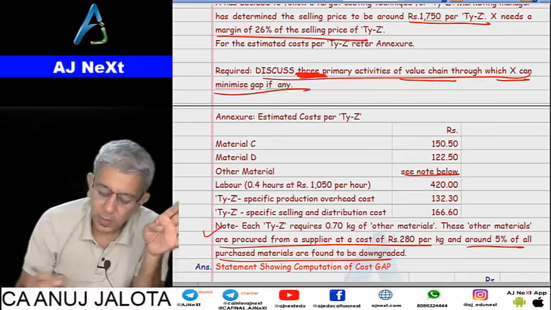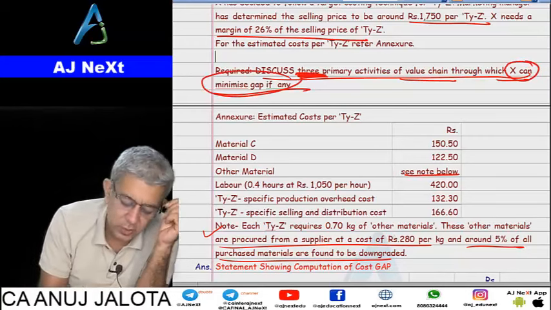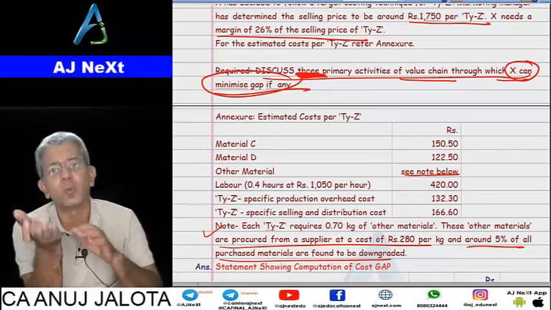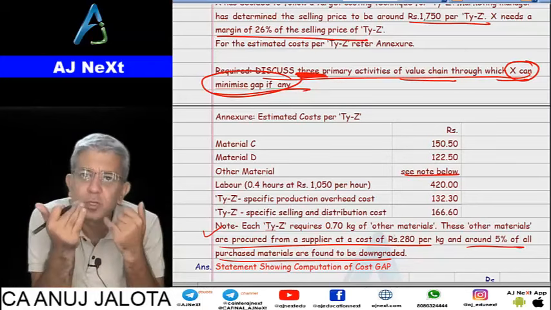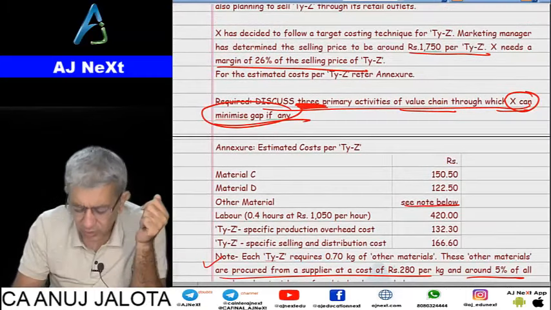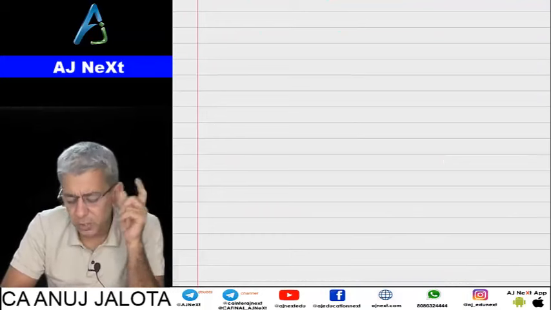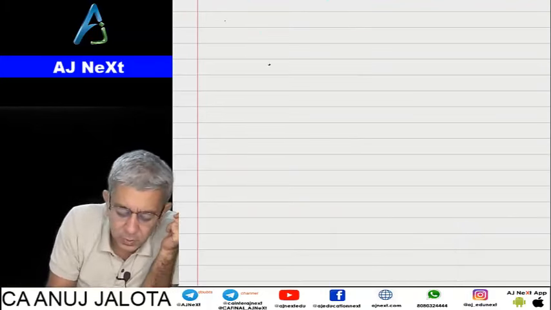Now, what is the question's required part? Find out the cost gap and give suggestions on how you can try to minimize it. First of all, let's find out the cost gap. Cost gap means the difference between your target cost and your actual cost. You'll have done the same question in RTPs before also; the exact same question was asked in 2020. First of all, let's find out the target cost.